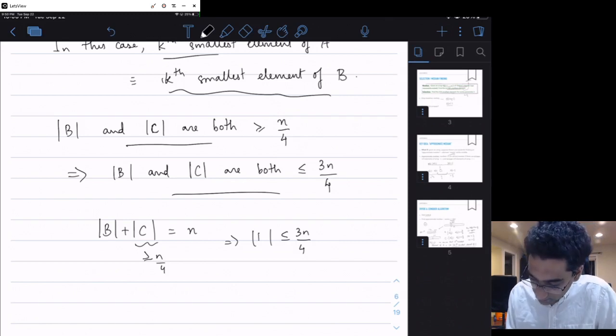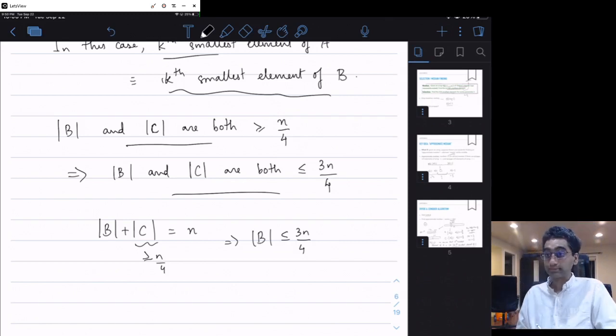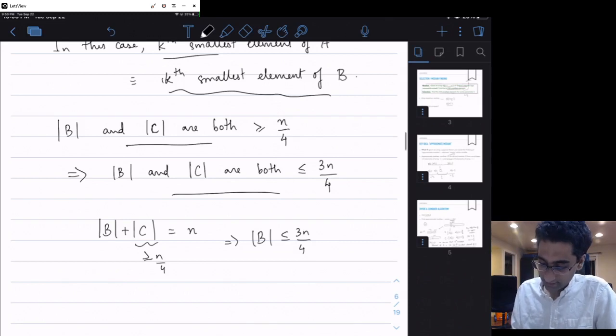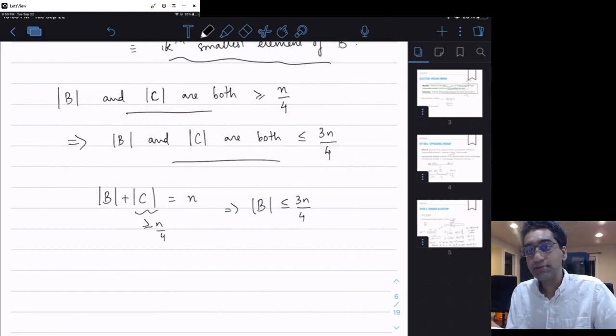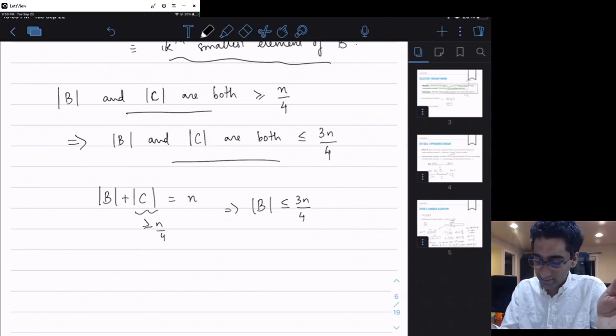Okay, so that's what we have. And what this means is that both of these subarrays are actually much smaller than the entire A, which means that in the recursive step, the size of the array is actually decreasing. Okay, so that's what we'll see now.